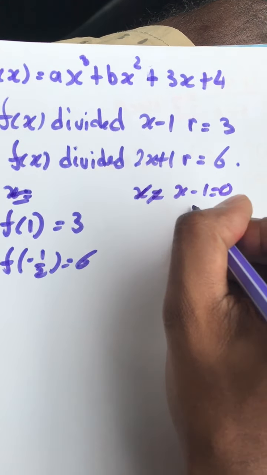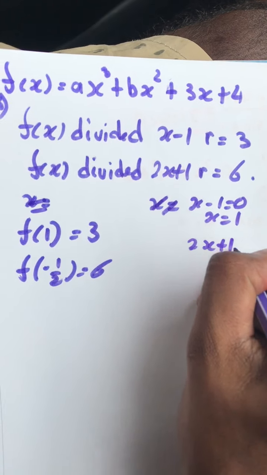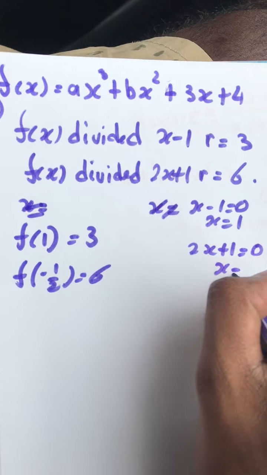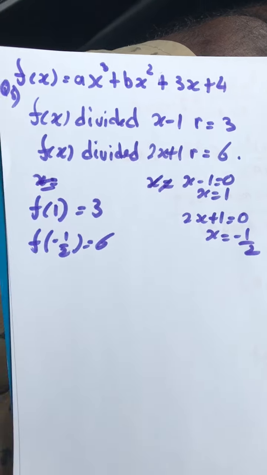In case you're wondering how I get this, it is because x minus 1 equals 0, because we want to find the factor, so x equals 1. And for 2x plus 1 equals 0, x equals negative 1 over 2. That's how I get this. So basically this is a simultaneous equation.